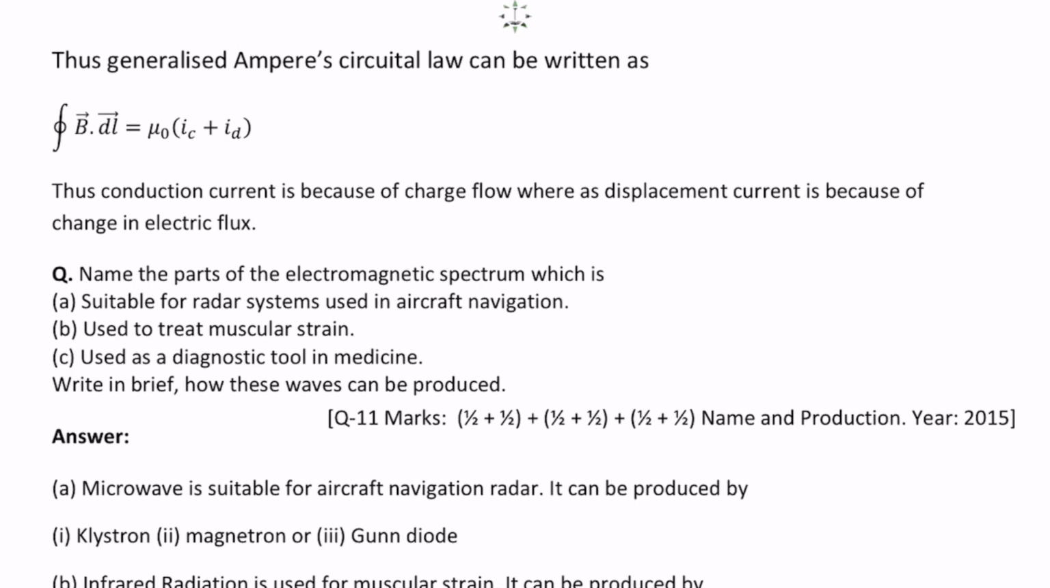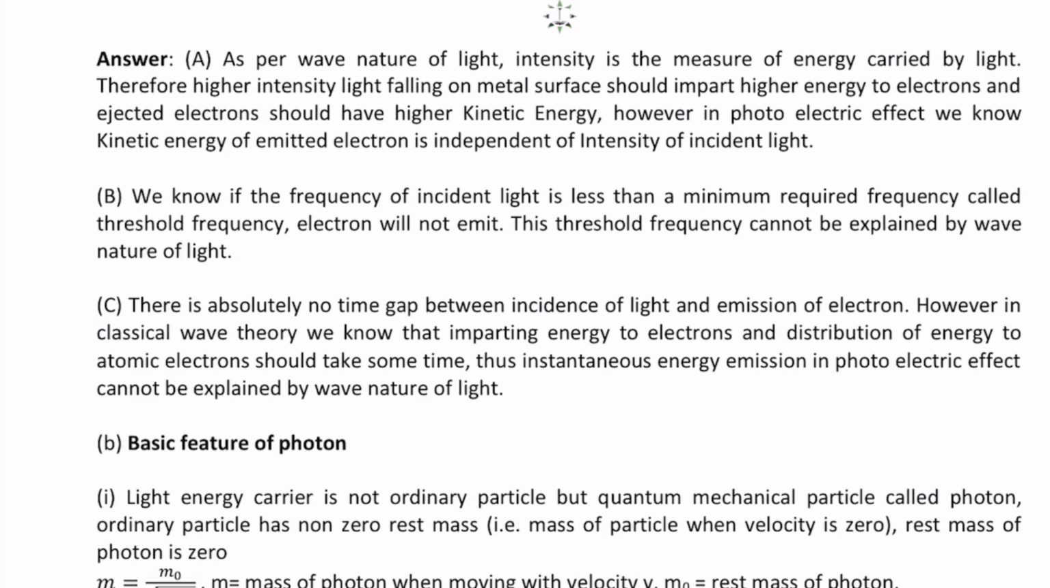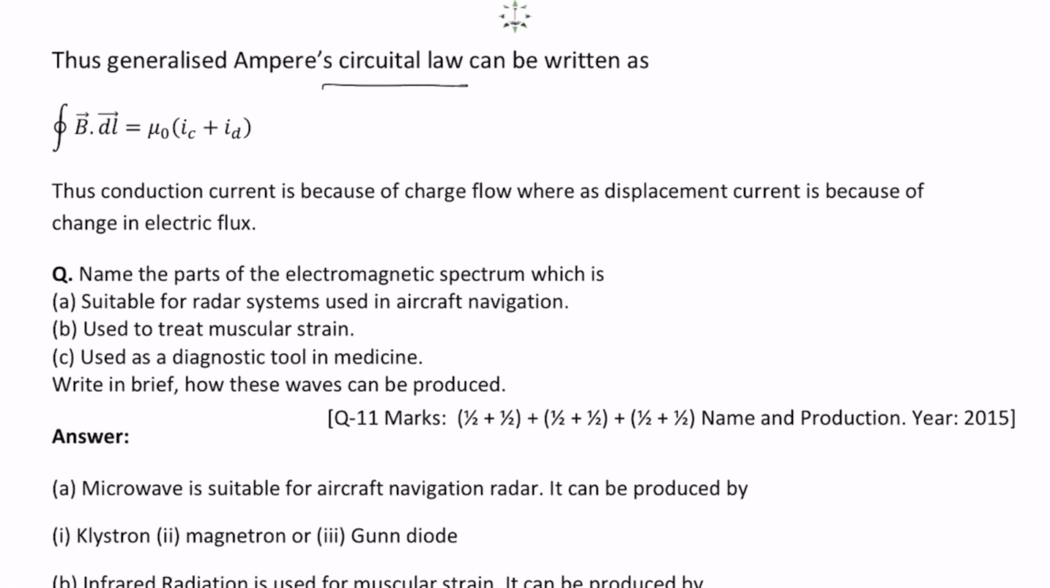So thus the generalized Ampere's circuital law can be written as the line integral of B dot dl equals mu 0 into (IC plus ID). Therefore the conduction current IC is because of the flow of charges, but the displacement current is because of the electric flux. So one more term is added. This is from electromagnetic waves.